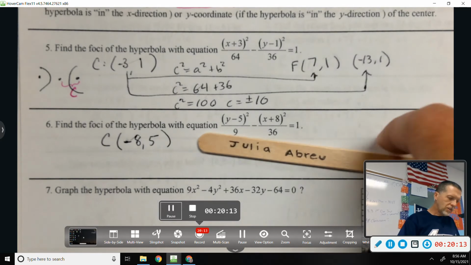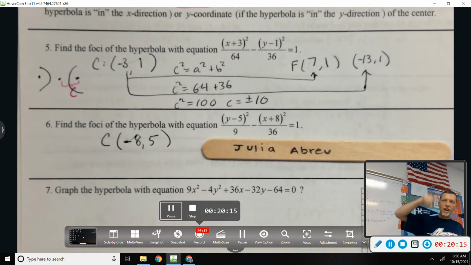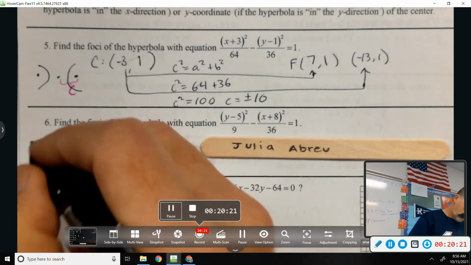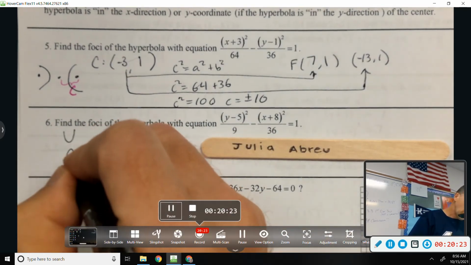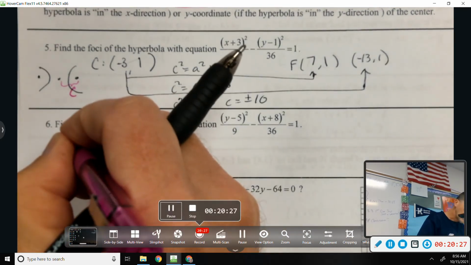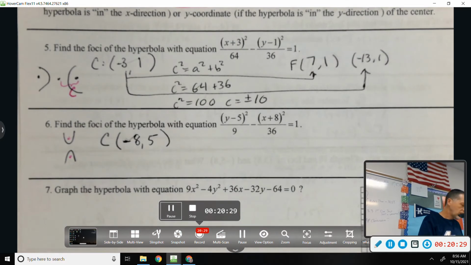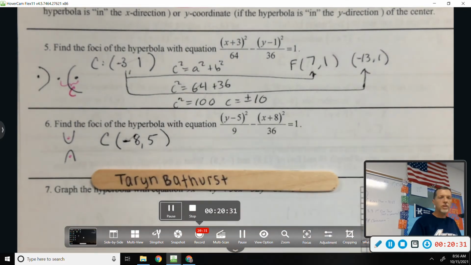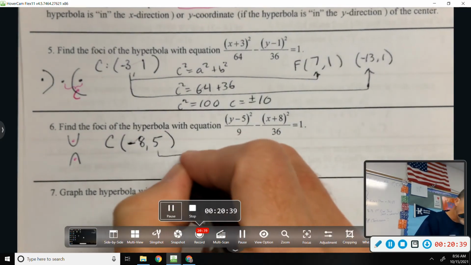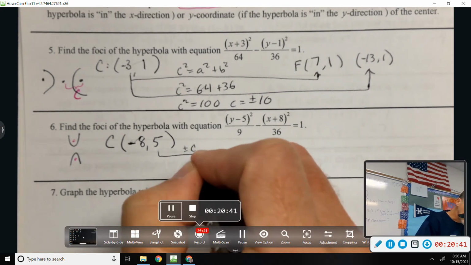Julia, is this hyperbola up and down or left and right? Up and down. And how did you know it was up and down? Because it's y minus. Yep, y came first, so it's up and down. So that means my foci will be up and down. So, Aaron, which coordinate is going to change to adjust up and down? Y. So I know I'm going to be changing the y with plus or minus c.